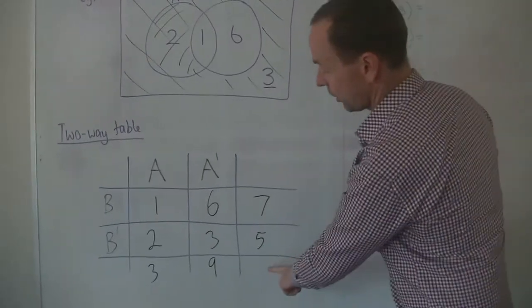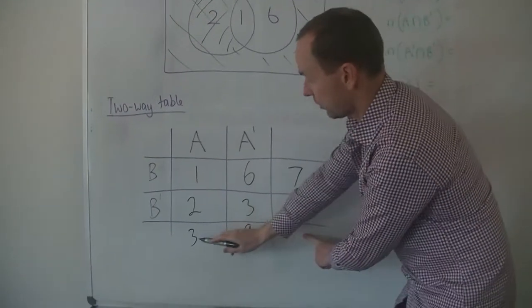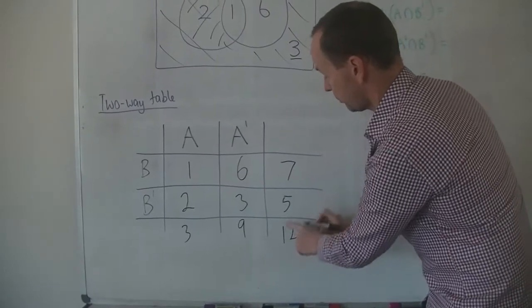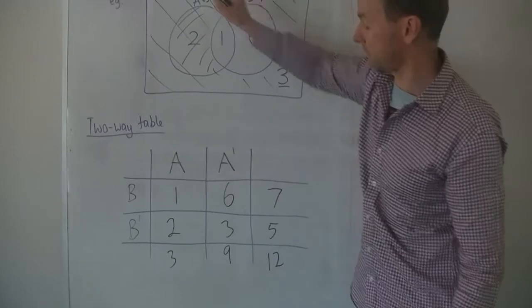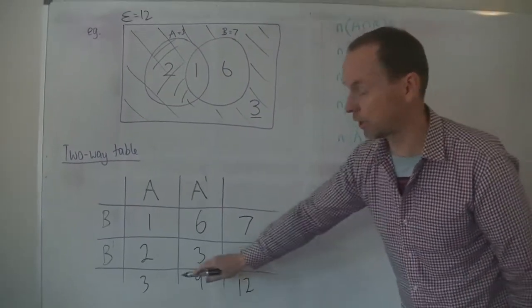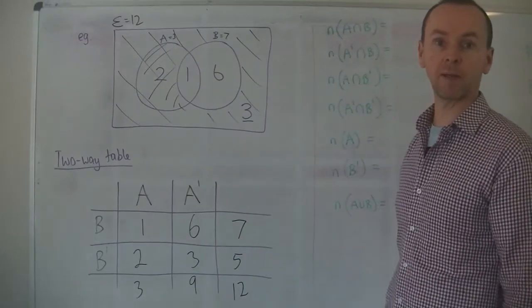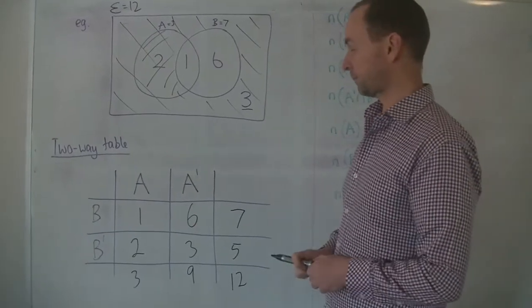And our grand total should be down here. So 3 plus 9 is 12, but it also works this way. 7 plus 5 is 12, which is our grand total up there. So if you can get those numbers to work, then you know you've got your two-way table correct. If you don't, then you've made a mistake.